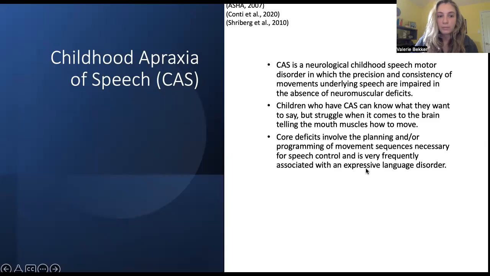Now we'll get into childhood apraxia of speech, which is a neurological childhood speech motor disorder in which the precision and consistency of movements underlying speech are impaired in the absence of neuromuscular deficits. So children who have childhood apraxia of speech can know what they want to say, but struggle when it comes to the brain telling the mouth muscles how to move. And core deficits involve planning and or programming of movement sequences necessary for speech control and is frequently associated with an expressive language disorder.